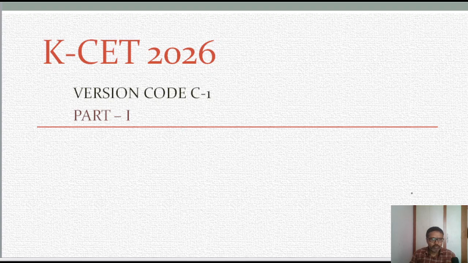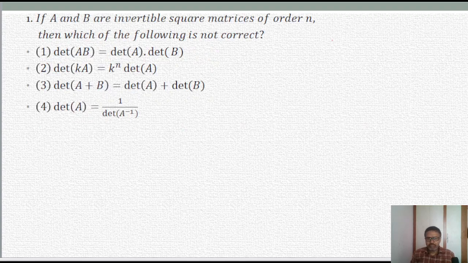Let us go with the first question in this version code C1. The question goes like this: if A and B are invertible square matrices of order n, then which of the following is not correct? A very simple and straightforward question, friends. Nothing to do, we have all the properties. First one, determinant of AB is determinant A into determinant B. It is a property you have learned. It is there in your NCERT book. It is a biology kind of question where you can see and tick the answer and move on.